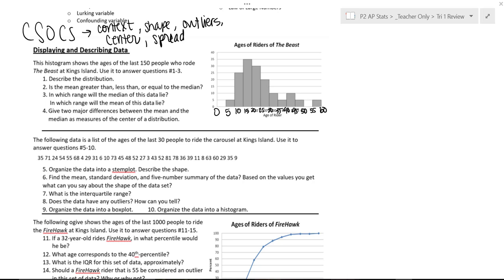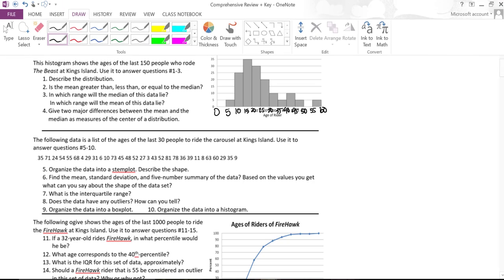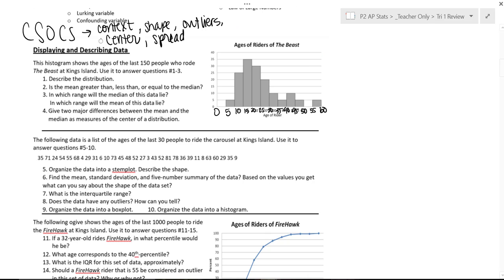So in this video, we're going to really be talking about displaying and describing data. This is something that we talked about towards the very beginning. And I want to first note that your x-axis got a little bit funky. So if you'll take a second and fix your x-axis on your document, it'll make a whole lot more sense when you're looking at the answer key.